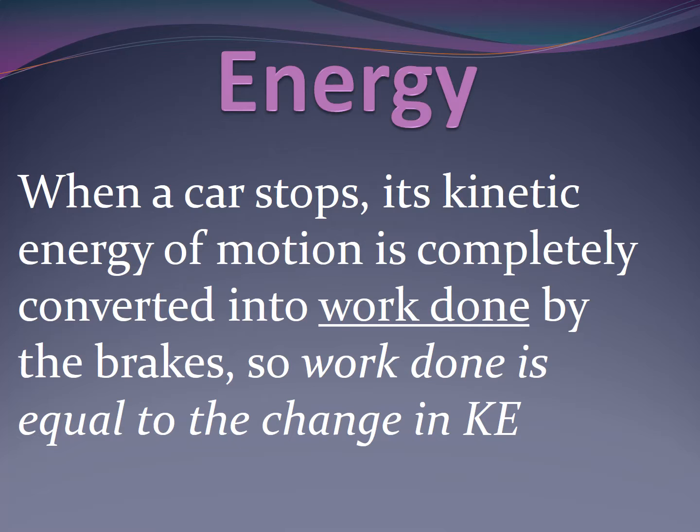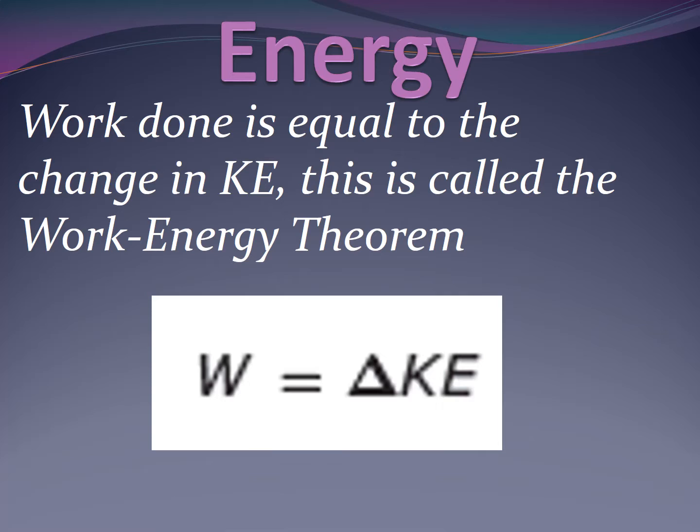So when a car stops, its kinetic energy of motion is completely converted into work done by the brakes. So work done is equal to the change in kinetic energy. So this brings about a new formula. Work done is equal to the change in kinetic energy. Change, remember, is represented by a triangle. Remember, we usually have final minus initial here. That means a change, and we call this the work energy theorem.